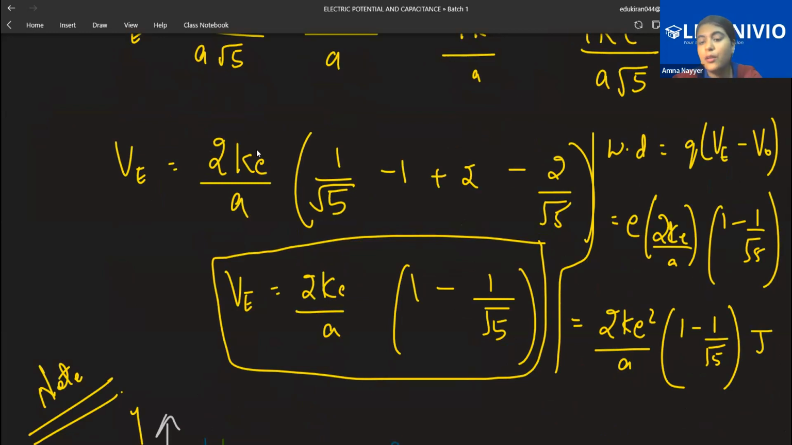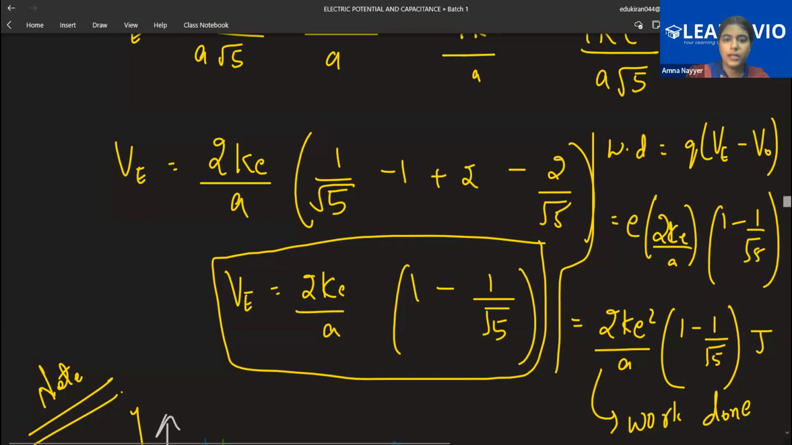Now, if we are supposed to calculate the work done, in work done we multiply the potential with the charge. So 1E will be multiplied here. So that's why the final answer for work done will be 2KE square by A into 1 minus 1 by root 5. Just one more thing, then you can copy it down.